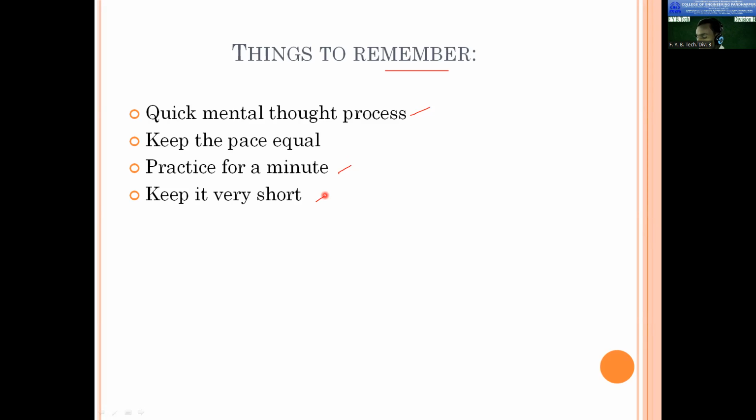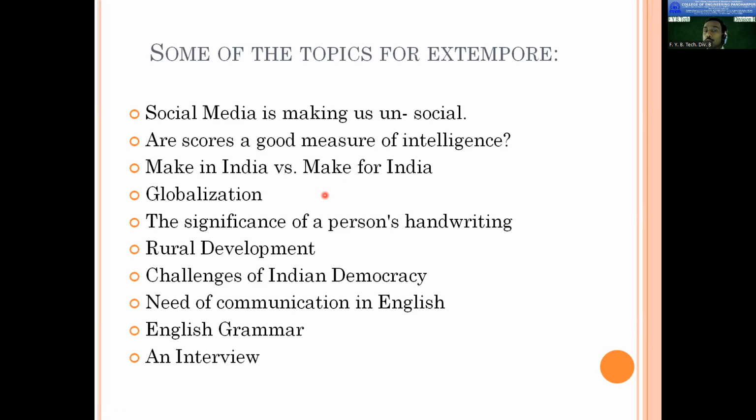We may take such practice also, but again, we are short of time, so we may not be able to do this. Here some topics are given. Topics are not disclosed, but for you, I will disclose these topics. You just think whether you can speak about them or not. The first one is: social media is making us unsocial. Why and how it says so, you need to understand.